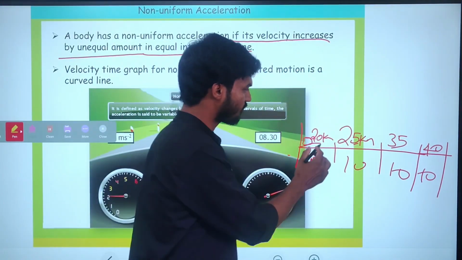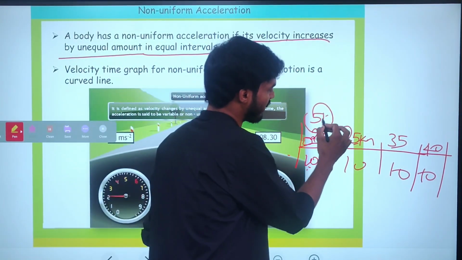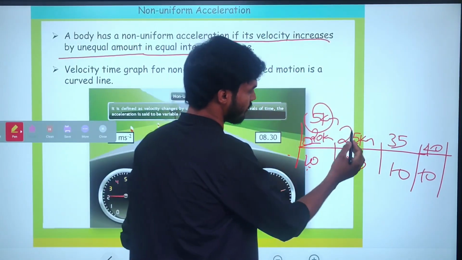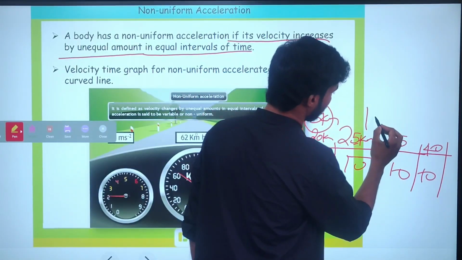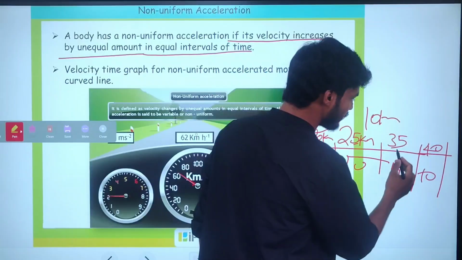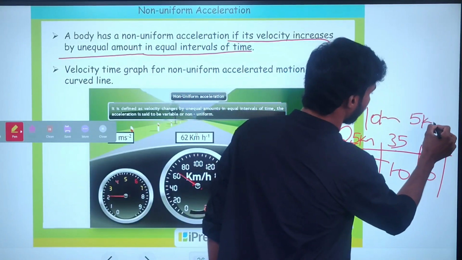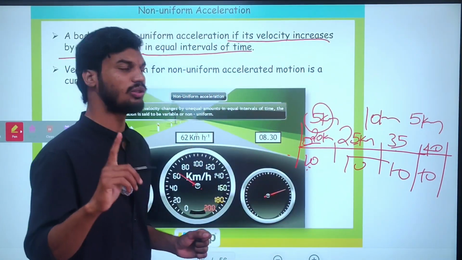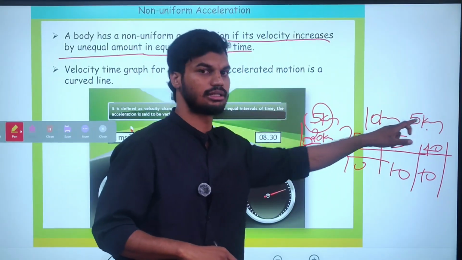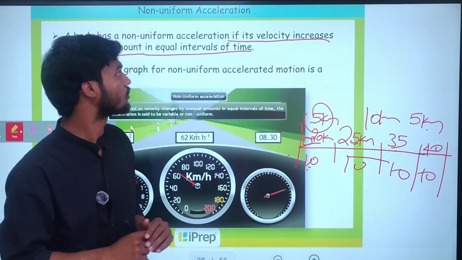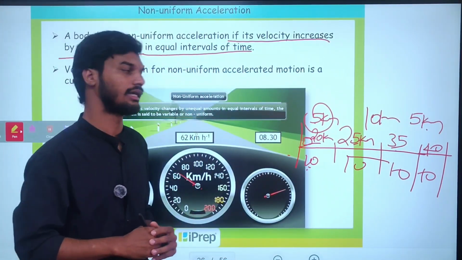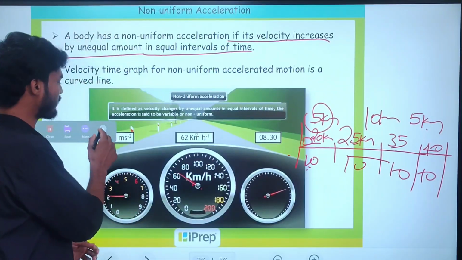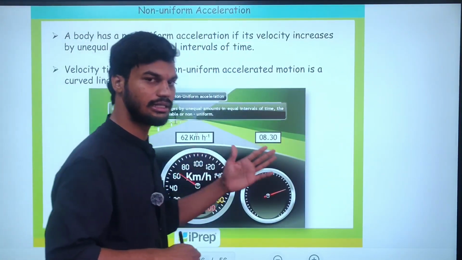For the first 10 seconds, the speed increased 5 km per hour. In the next 10 seconds, the speed increased by 10 km per hour. In the next 10 seconds, it increased 5 km per hour. Simply, with respect to time, the velocity was different. That is known as non-uniform acceleration. Majorly, this non-uniform acceleration we can see in cities.